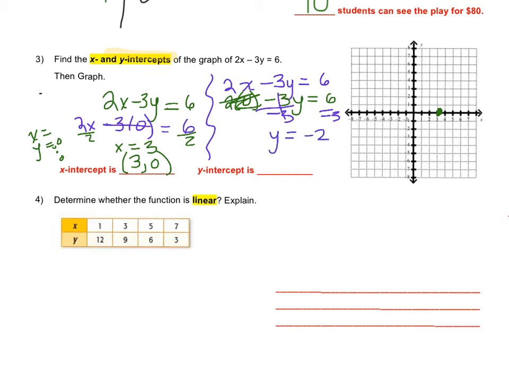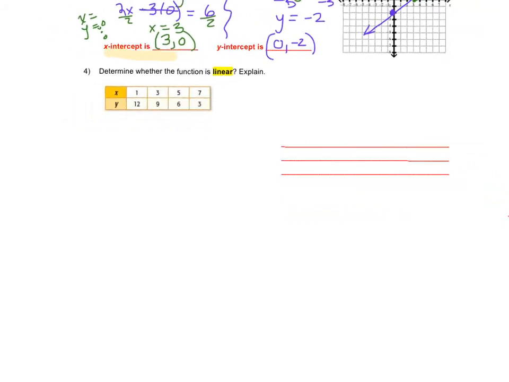So what is the y-intercept? Negative 2. How do I write intercepts? 0, comma, negative 2. And when I plot that, it's right here. Now I just connect the dots, and that's my line.